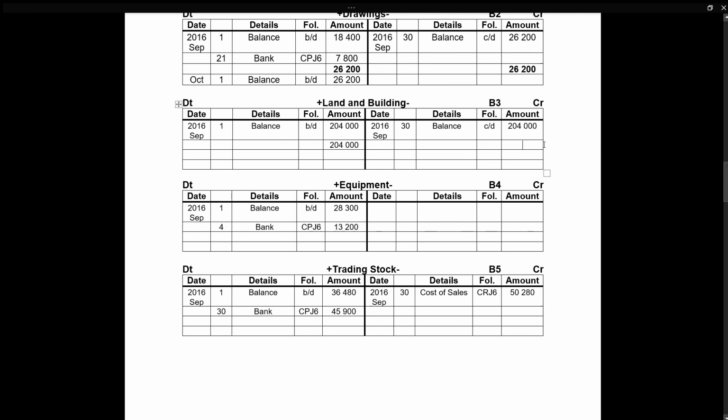Right, total my credit side as well. Debit equals credit, therefore I've done it correctly. My new opening balance will be 204,000 rand. So it's an opening balance, therefore brought down. Details will be balance on the first day of the new month, which is October.